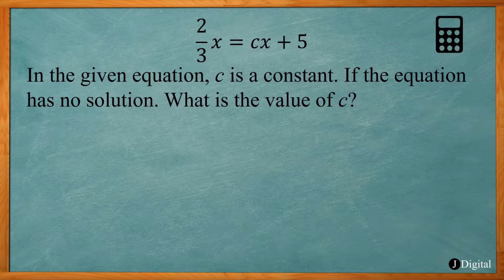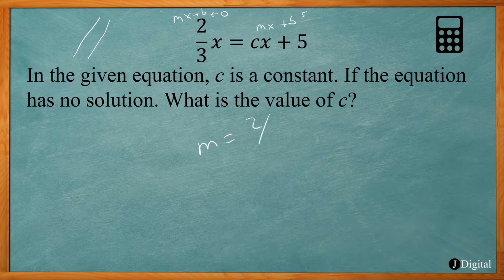In this SAT problem, it says in a given equation, c is a constant. If the equation has no solution, what is the value of c? Remember, with no solution, both lines will be parallel and they'd have different y-intercepts, so they will never meet. We can see this right side is in the mx plus b form, and this side too. But the y-intercept is 0 in this case, and over here it's 5. So they have different y-intercepts, so the slopes need to be the same. So m needs to equal 2/3.